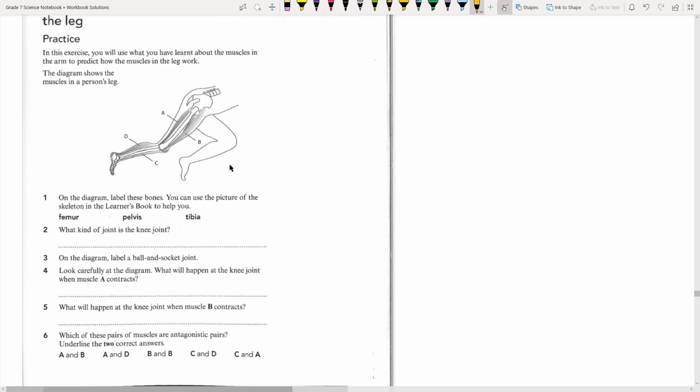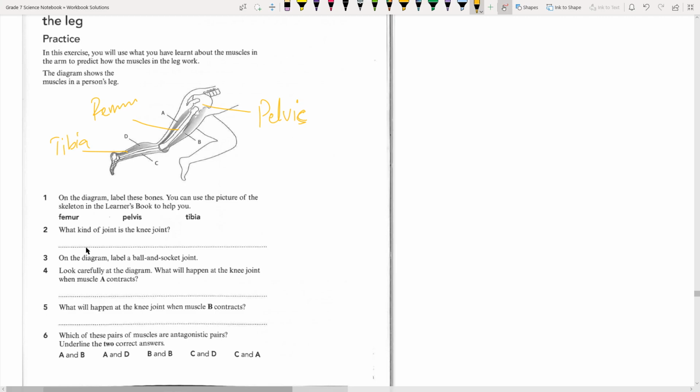On the diagram, label the bones. You can use a picture of the skeleton in the learner's book to help you, right? On the diagram, label these bones, right? So which one is pelvis, right? Okay, here's pelvis, right? Femur. This is going to be femur, right? And then we have the tibia, right? This is going to be tibia, right? So these are the labeling, right?